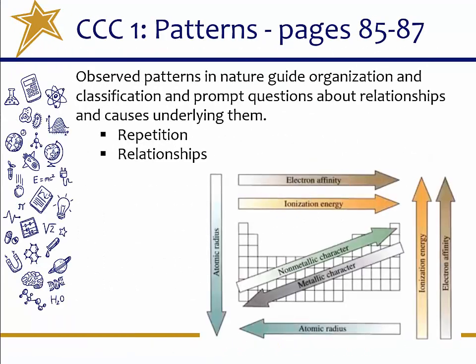The first cross-cutting concept is that of patterns. A summary statement for the cross-cutting concept of patterns is that observed patterns in nature guide organization and classification and prompt questions about relationships and causes underlying them. The image that I've chosen to use as an example here is the periodic table. I love this example because it's something that was created by scientists who had paid a great deal of attention to patterns and used those patterns to create something that we could use to understand all kinds of things about the world around us.